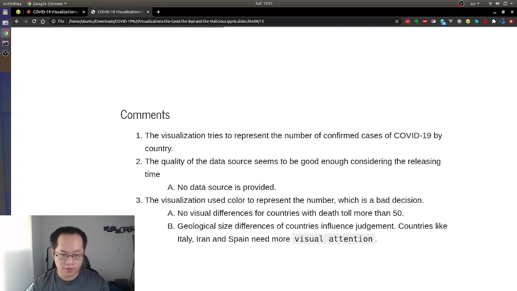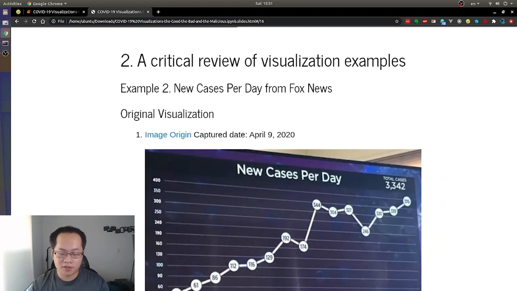I would say it's basically grade B visualization if I have to choose from A, B, C, D. Yeah. Let's look at another one. This is a very interesting one. So this is new cases per day, also from Fox News.